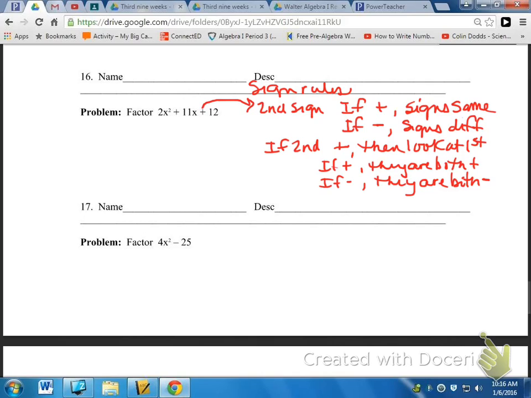But what if the second is negative? You look at the first still? So if the second sign is plus, then look at the first. If it's plus, they're both plus. If it's minus, they're both minus. The tricky part comes in if the second is minus. Then, yes, you have to look at the first. And we already said the signs are different. Whatever the first is, the outer, inner must be that sign.